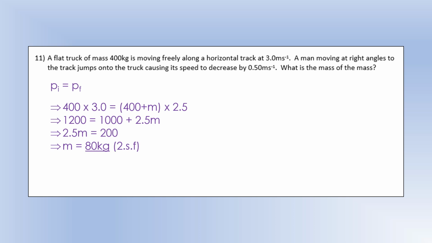So in applying conservation of momentum in the direction that the truck is traveling, we know its initial momentum, and we know what its final mass is going to be. It's going to be 800 plus m, and we know it travels at 2.5 because it's 3 minus 0.5. So we apply conservation of momentum, rearrange to find m, and we can see it's 80 kilograms, which sounds a very reasonable mass for a man to be.